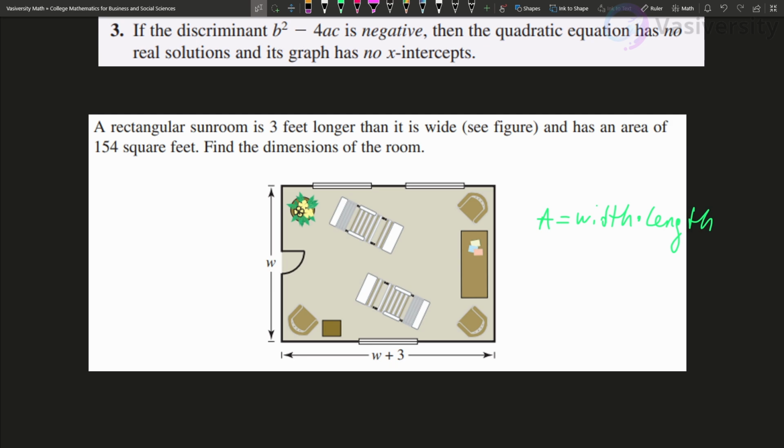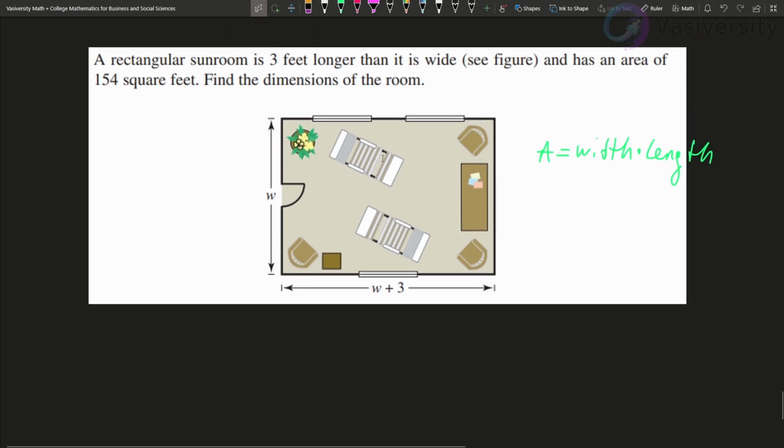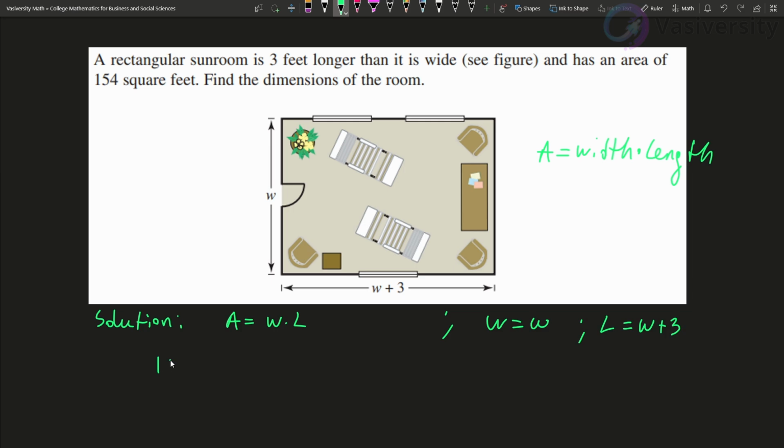All right, perfect. So now let's think. We want to find the dimensions of this room. How can we do that? Well, we are going to try to solve the equation. We know that the width times length is equivalent to the area, and we know that the area of the room is 154 square feet. So, solution. Area is equal to width times length. In our case, width is equal to w, and length is equal to width plus 3. So we're going to have that area, which is 154, is equal to width times width plus 3.